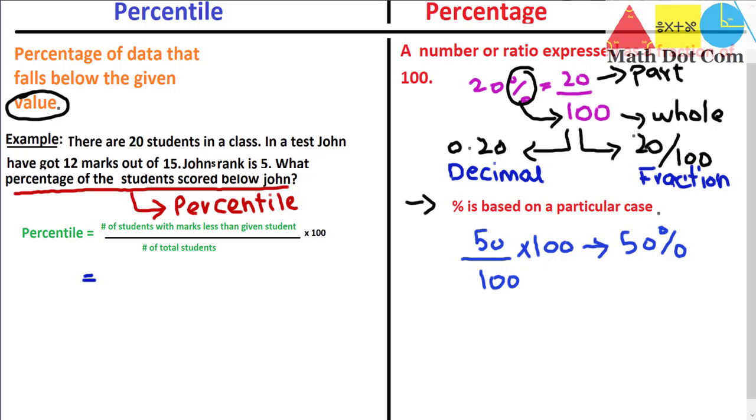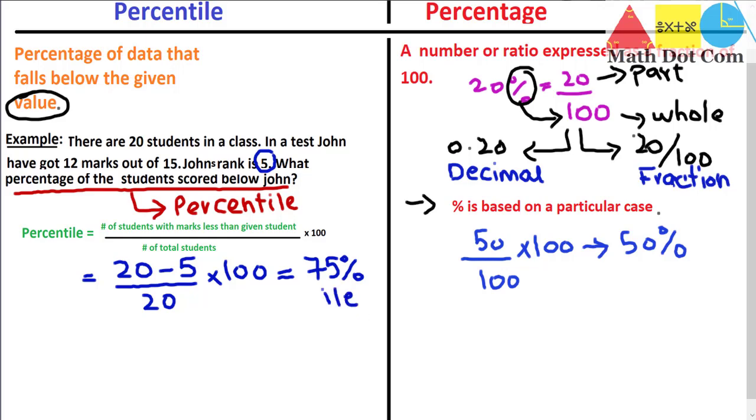So as John is at the 5th rank, it means out of 20 students there are 15 students that are below John. It means you can find it by writing 20 minus 5. 5 is the rank, 20 is the total number of students, divided by total number of students, that is 20, multiplied by 100, as we are going to find the percentage. So what we will get is 75%. So this is the percentile, or you can write it as 75% ILE, 75 percentile.